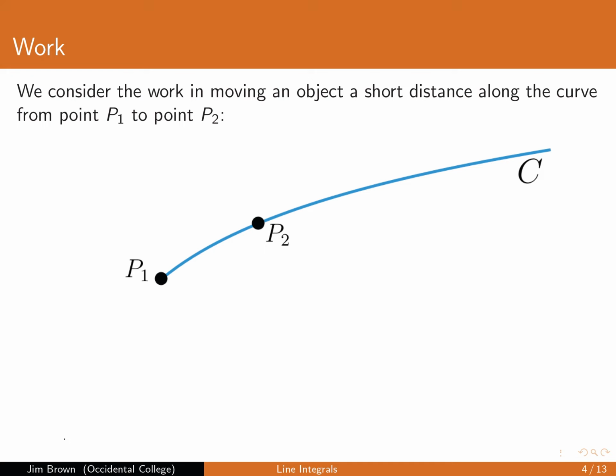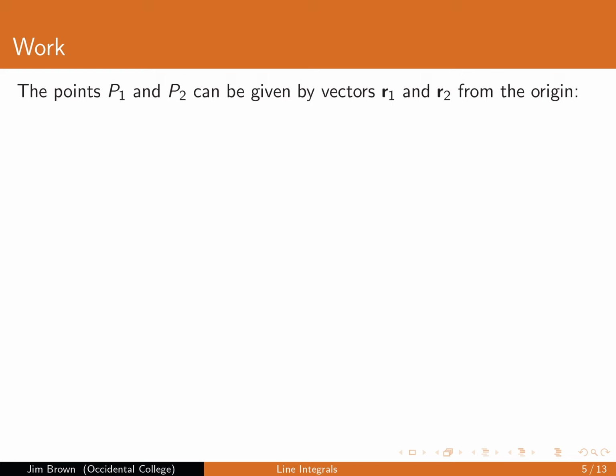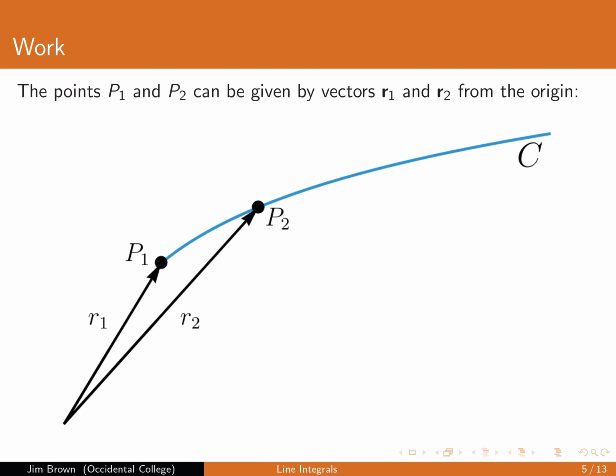So we can see here's 2 points, P1 and P2 on our curve. Assume that those are close together. They don't look particularly close together on this picture because I needed enough room to do the graphics, but just think of these as being quite close together. We can think of these points P1 and P2 as given by vectors R1 and R2 from the origin. So here are our two vectors that give P1 and P2.